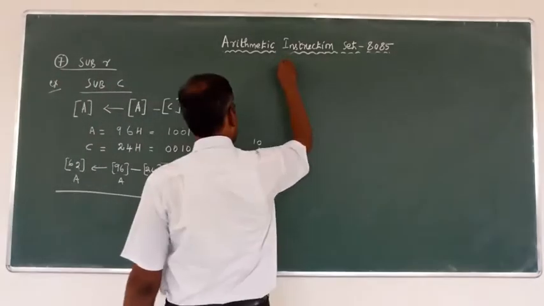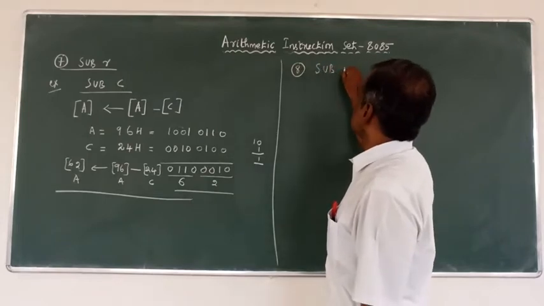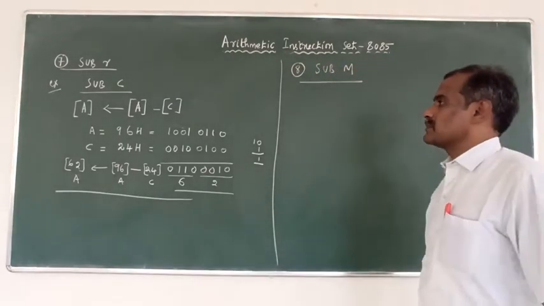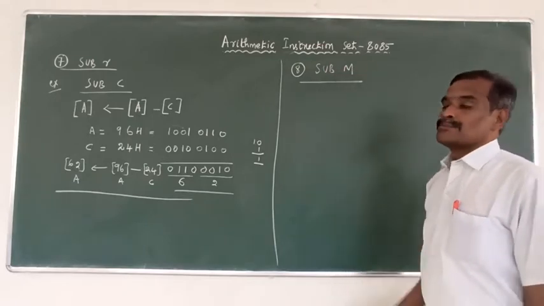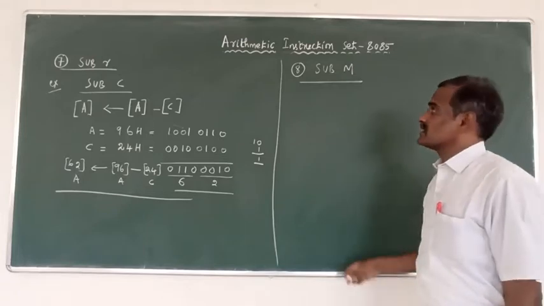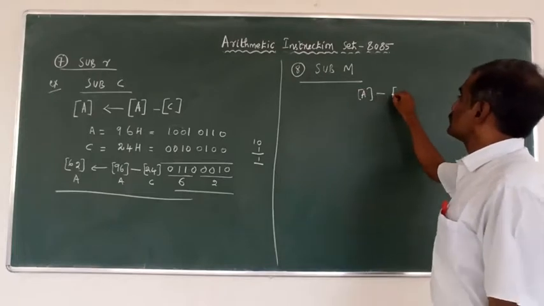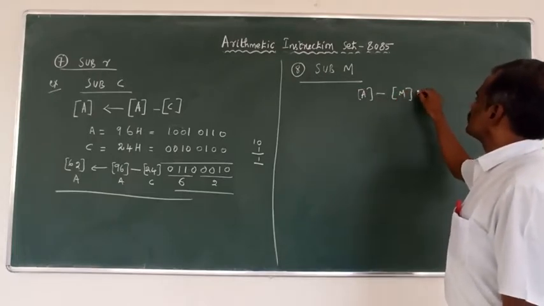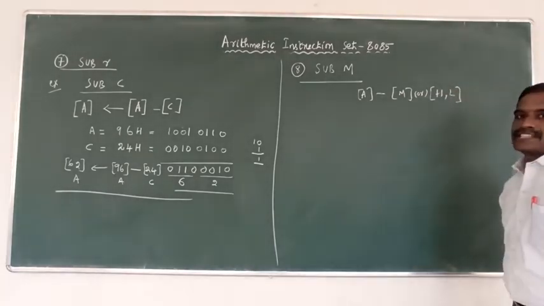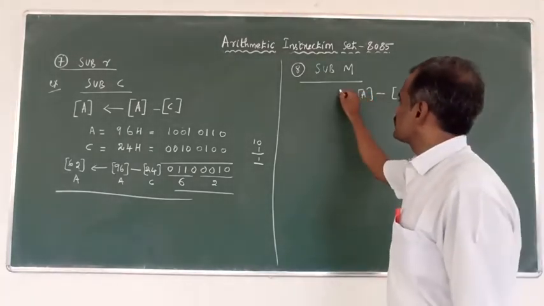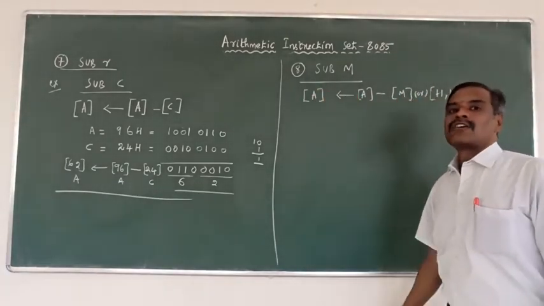Okay. Next, 8th instruction, SUB M. SUB M means to subtract the accumulator data with the memory address location data. Accumulator minus memory address, where the memory is initialized in the HL register pair. Now subtract these two and the result is stored in the accumulator.